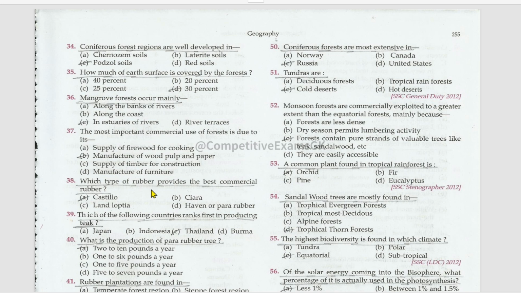Which type of rubber provides the best commercial rubber? That is Ceara. Which of the following countries ranks first in producing teak? That is Thailand. What is the production of para rubber tree? 2 to 10 pounds a year.